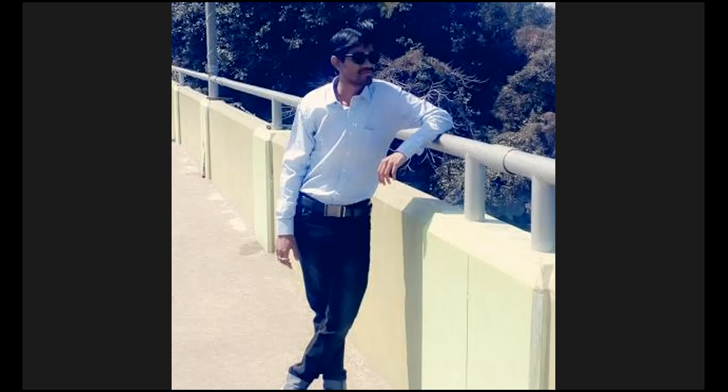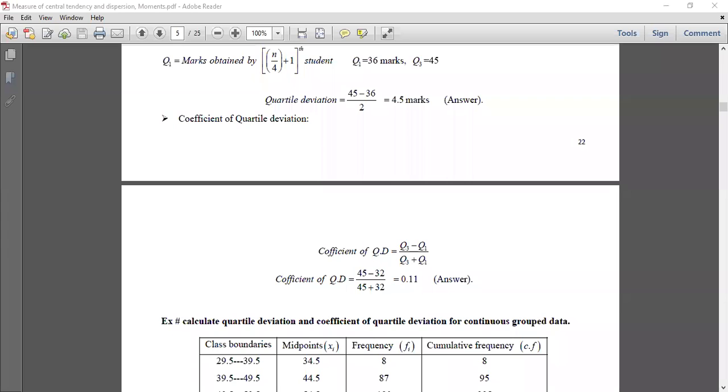Okay, now moving to our next question. We have done this for some ungrouped data. There is no grouping. It is ungrouped data, and we have calculated the value for ungrouped data. What are the formulas required for ungrouped data? We have seen. Now we are going to check for grouped data.